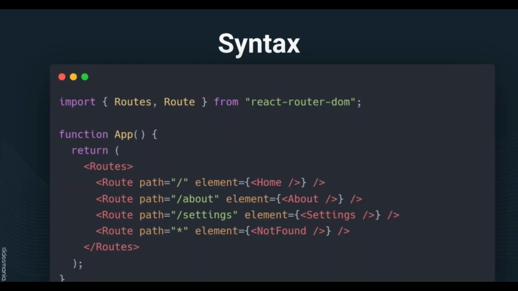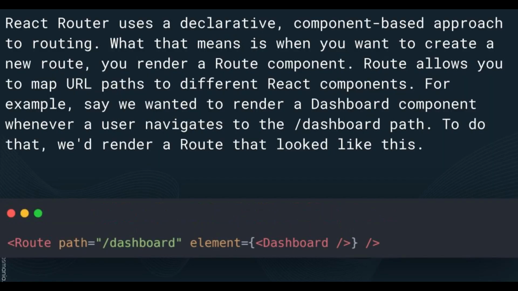Now let's look at the syntax. As you can see, routes is the parent component, and it's wrapping different route children components. React Router uses a declarative component-based approach to routing. What that means is when you want to create a new route, you render a route component. Route allows you to map URL paths to different React components. For example, say we wanted to render a dashboard component whenever a user navigates to the /dashboard path or URL. To do that, we render a route that looks like this. As you can see, the path is /dashboard, and the element is actually the React component, the dashboard component.